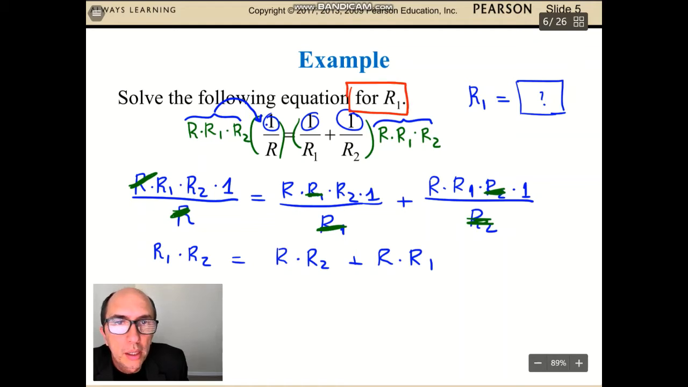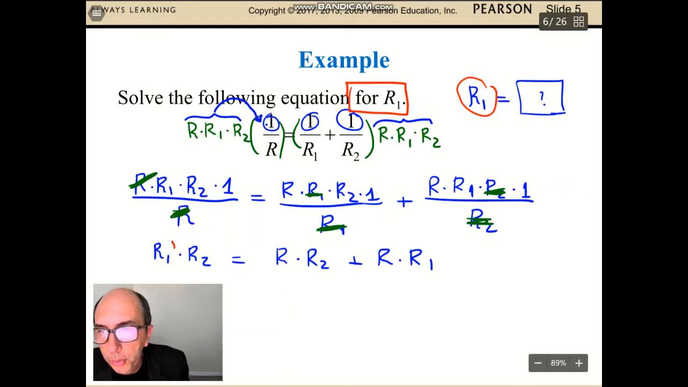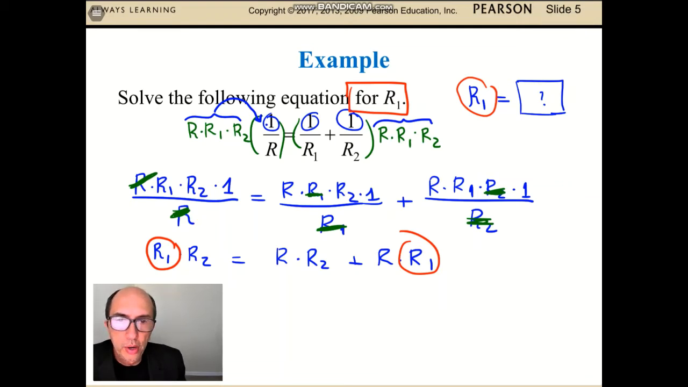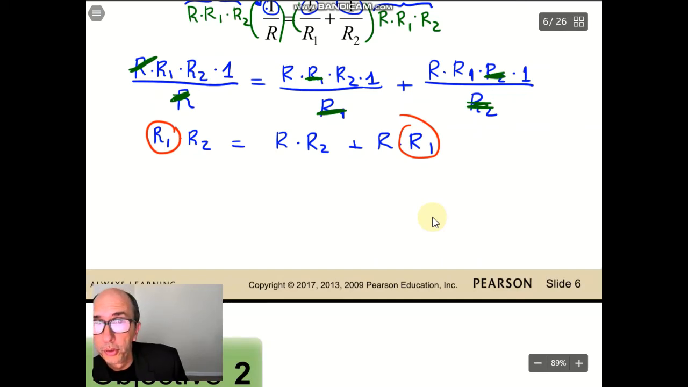We need to do everything that we can to leave only R1 on one side of the equation and everything else on the other side of the equation. So we have R1 here and we have R1 there. Let's move everything that has R1 to one side, maybe to the left hand side, right? To be able to do this, we're going to subtract on both sides of the equation R times R1. Subtract on both sides R times R1. Okay?